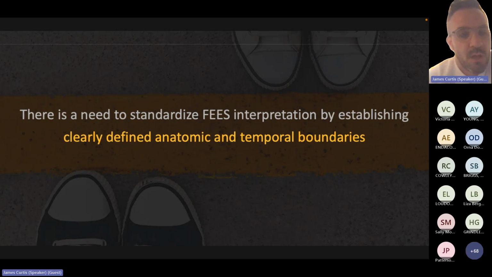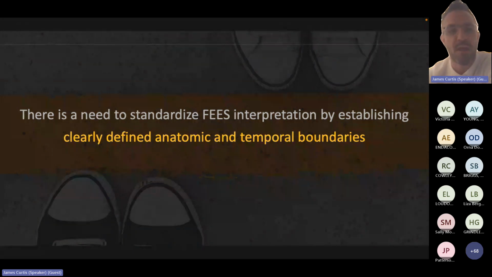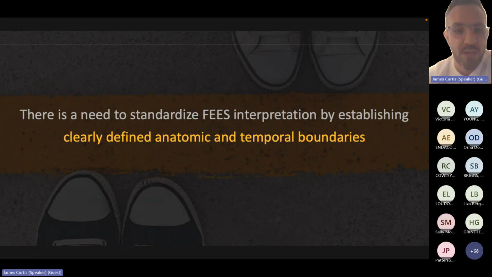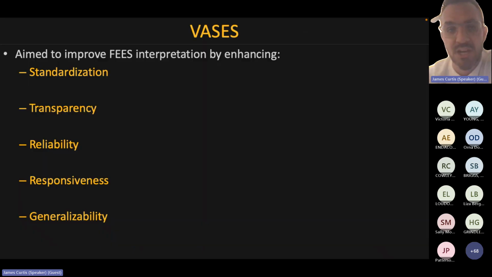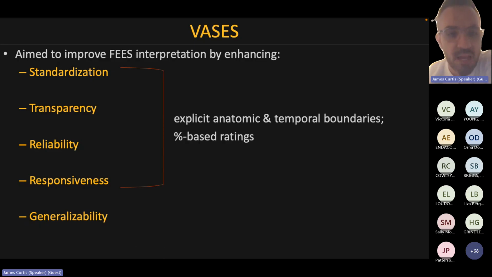And so I think what we understood was that there was for a long time a need to really standardize FEES interpretation, in large part by establishing clearly defined anatomic and temporal boundaries for rating things like residue, penetration, and aspiration. And so that's what we really intended to do with VASES. By creating explicit anatomic and temporal boundaries and by incorporating percentage-based residue ratings using Dr. Jessica Pisegna's work, we really try to work on improving the standardization and also the transparency.